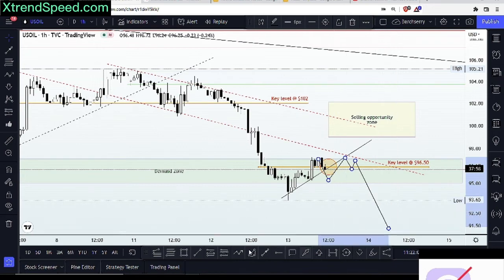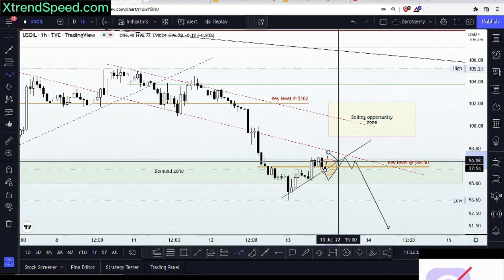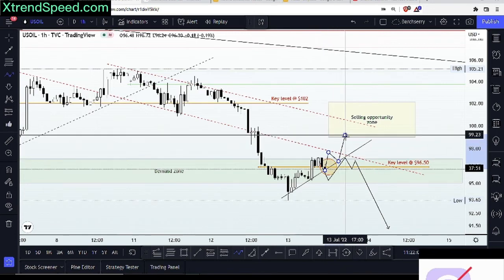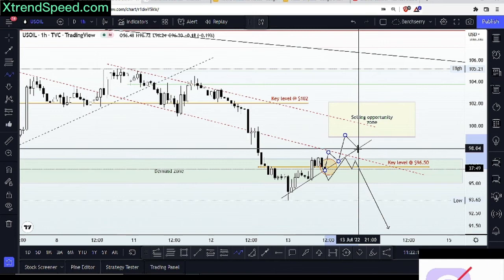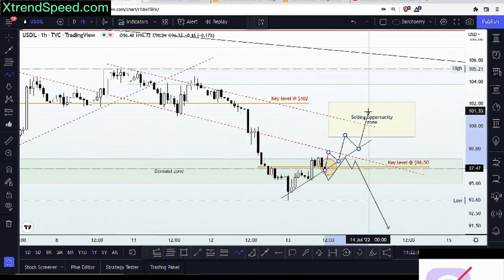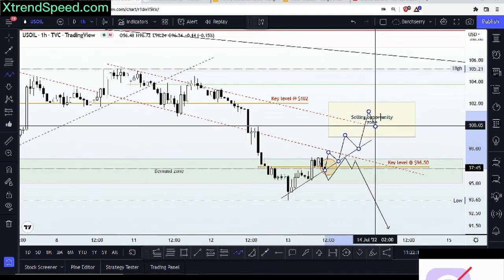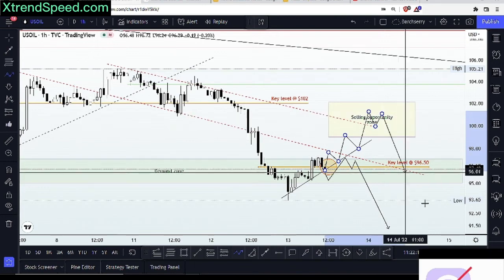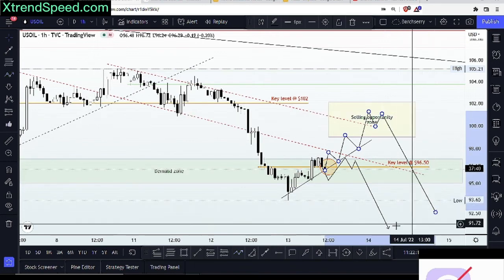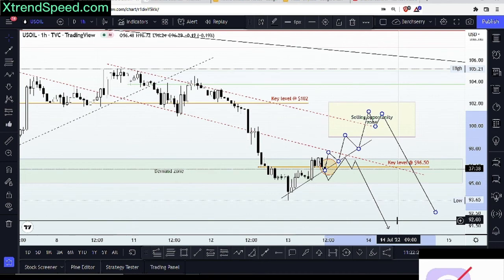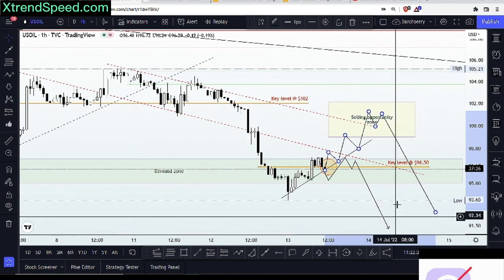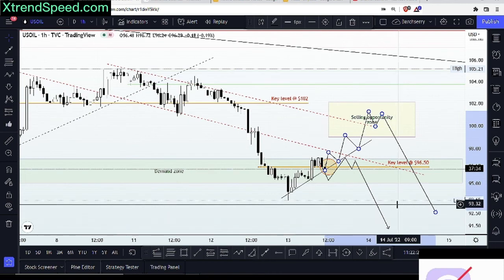And the second scenario is if price continues to respect this bullish trend line, then we want to be patient enough to look out for price coming into the selling opportunity zone, where we look out for structures that will support a trend continuation to the downside. So these are the two scenarios we are looking out for, and you will agree with me that the major perspective we are looking out for on the US oil is a bearish momentum.